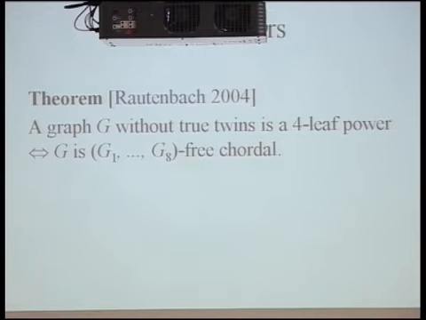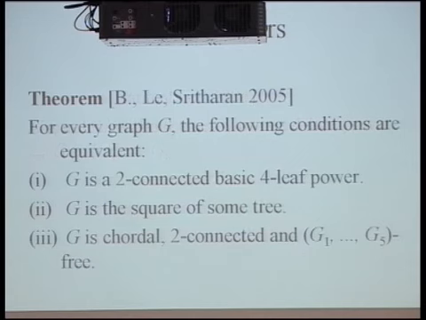One can analyze this a little more. One can see that the first 5 are responsible for squares of trees. And this seems to be a new result. G is the square of some tree if and only if G is chordal, 2-connected, and G1 to G5 free. And the last 3 are the gluing conditions for the blocks. The squares of the trees are the blocks in these graphs.